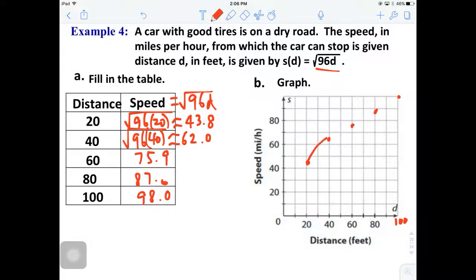So if you connect this, it should have sort of a square root function right here, and it should be a smooth curve. If we just connect it there at 0, we should be at 0. So the next thing, this is part A and part B done.